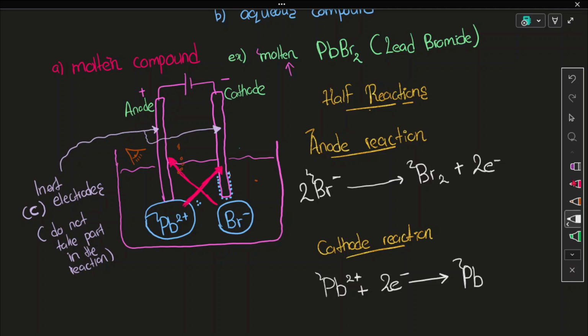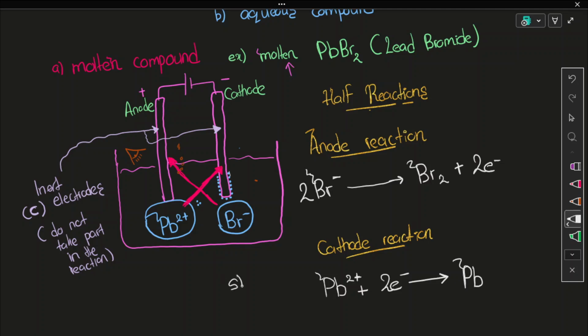Honestly, writing half reactions, it's not that complicated. You just have to know oxidation and reduction, simply electron involvement, how these things behave, and all of that. All right. So that would be the anode reaction, and that will be the cathode reaction. So I'll just give you the state symbols for these things because it's important that you know what they are as well.